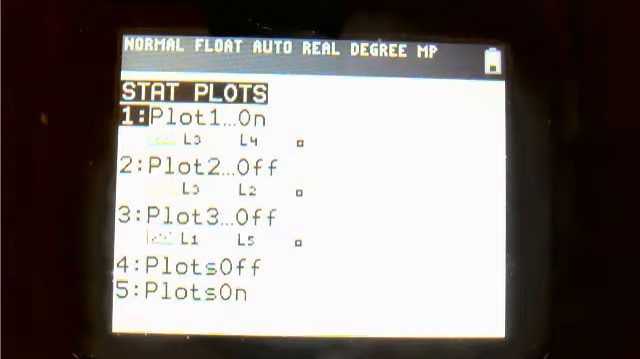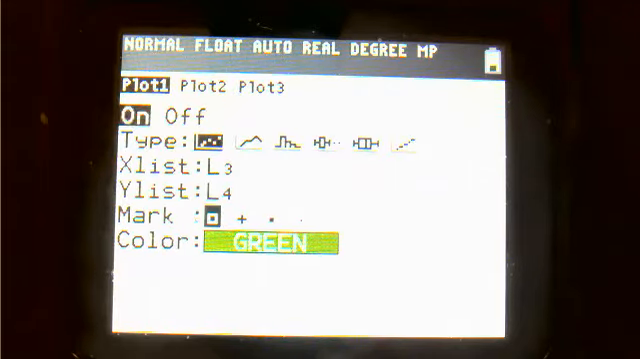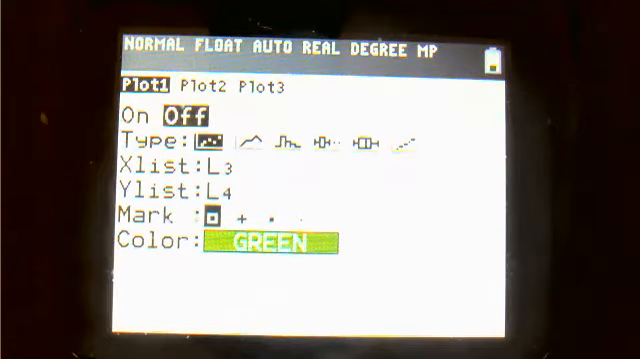Now, you can see on my calculator, two of them are turned off and one of them is already turned on. So I might as well use the one that's already on, right? If none of them were on, then you can use any of them. If more than one is on right now, you should turn all of them off except for one. So go to the one that's turned on. If you want to turn it off, you go to the word off and press enter. Now it's off. Put it over the word on and press enter. Now it's on.